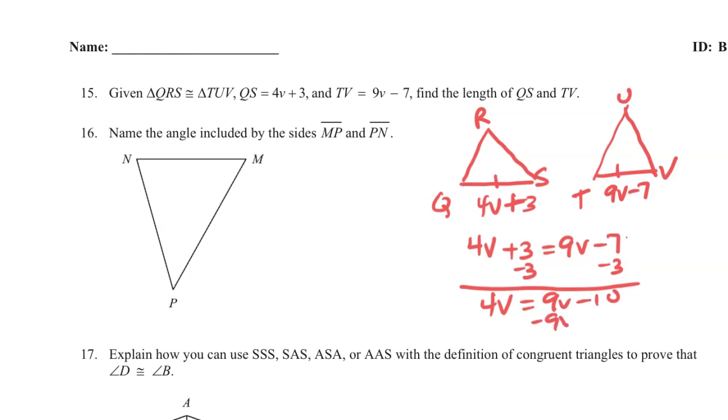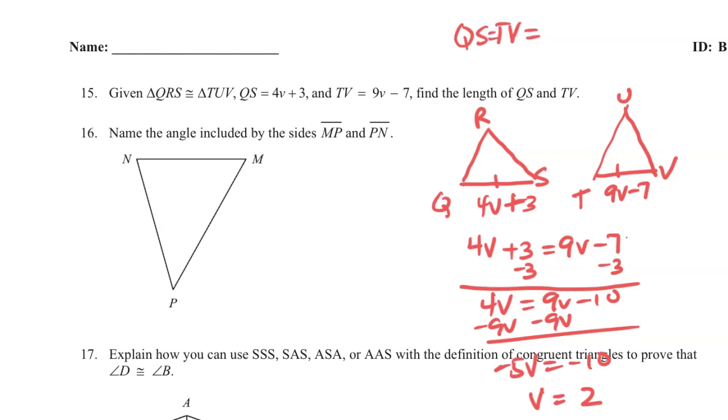So we have subtract 9V. So we have negative 5V equals negative 10. So V equals 2 because I divide both sides by negative 5. So to find QS and TV, which are the same, I know it's going to be 4 times 2 plus 3. So 4 times 2 is 8, plus 3 is 11. So the distance from Q to S and T to V are 11.